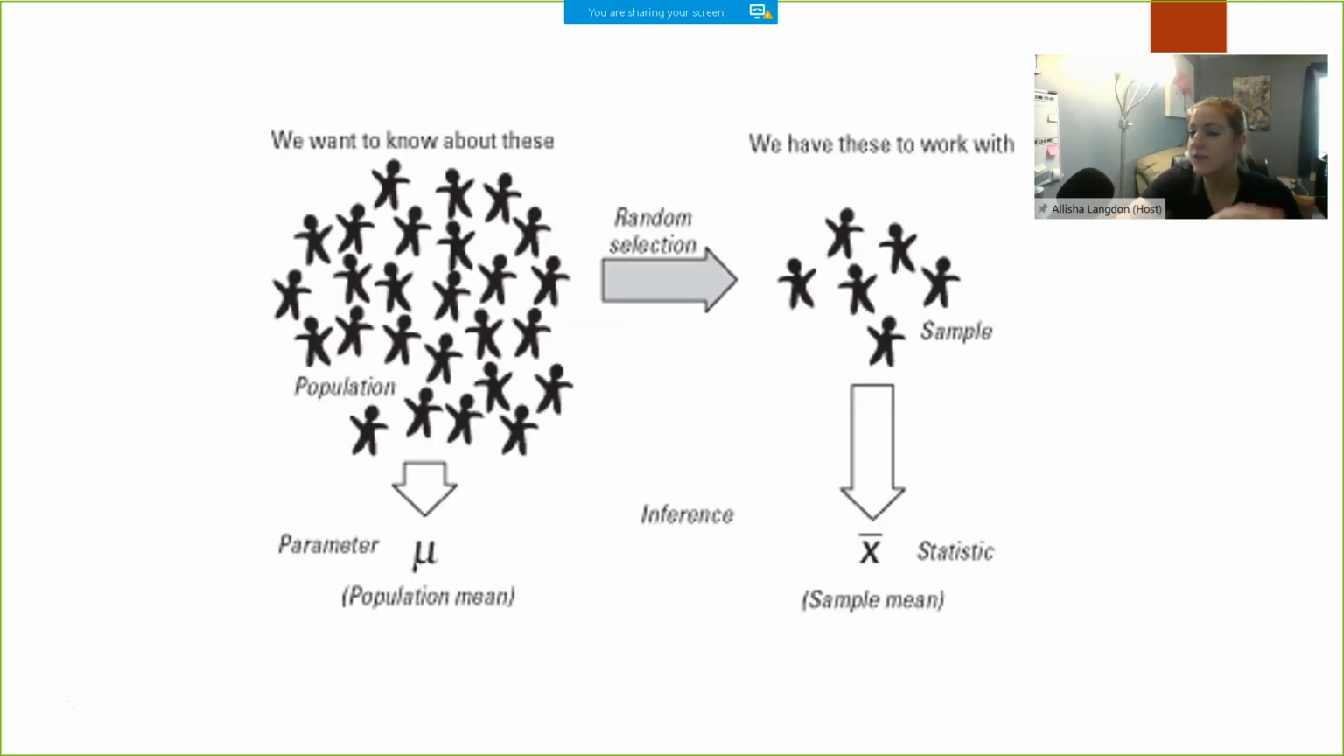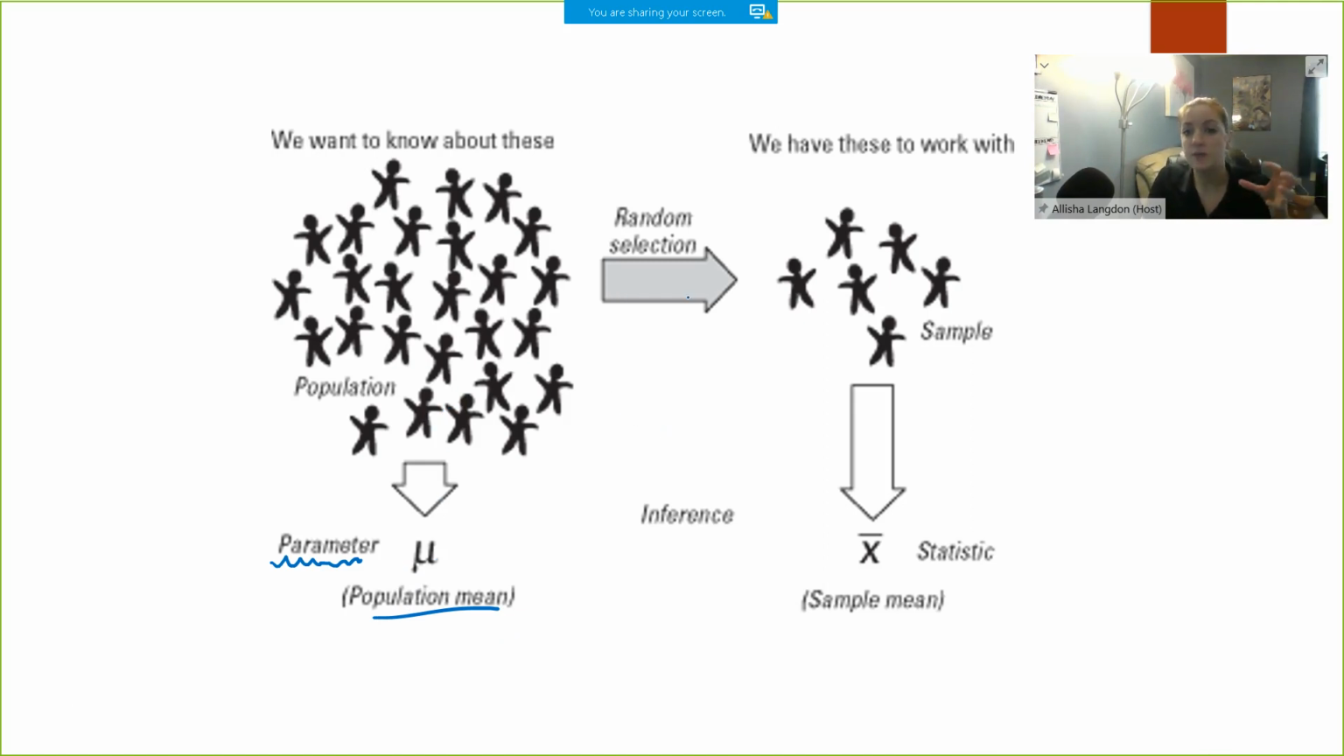Now, here's a little visual. I know it's a little blurry, but I really liked the visual. So, okay, let's say this is the population that we're trying to get information about. Maybe it's all the students at Rasmussen. That's all the population. We want to know the population mean. So this would be my population parameter, mu. That's the population mean. Well, we can't just jump to that conclusion.